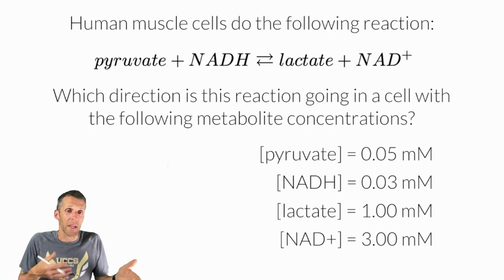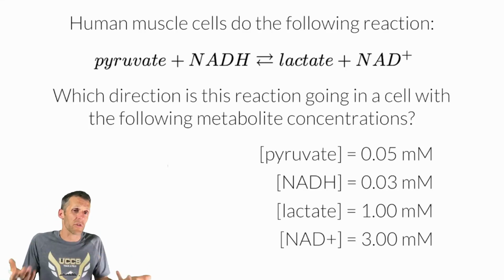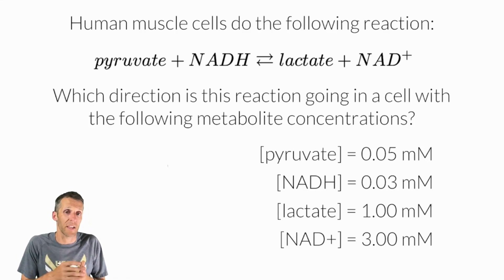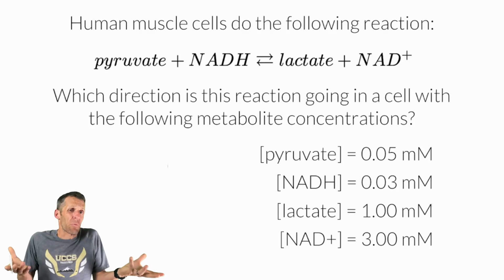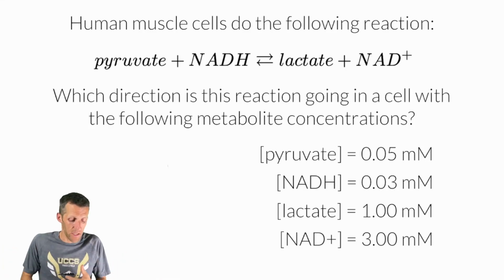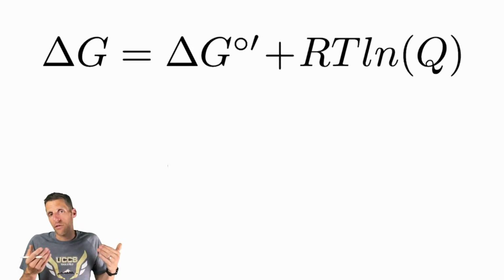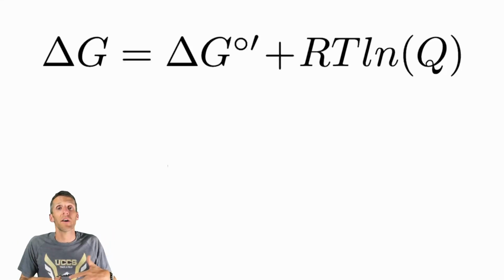When we're looking at a cell, maybe all we can measure are the concentrations of things. So we know the concentrations of pyruvate, NADH, lactate, and NAD+, but which way is favored? Which way is it going? To answer this question, we need to use the equation that I started with, this free energy equation. I'm going to go through the terms really quickly, then in a little bit more detail, and then how to use it.